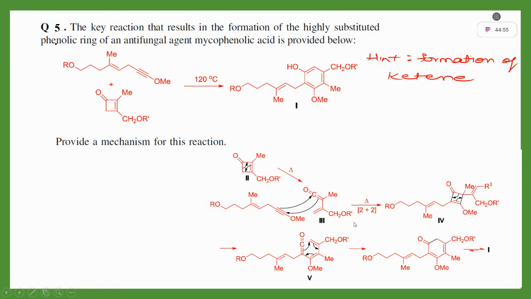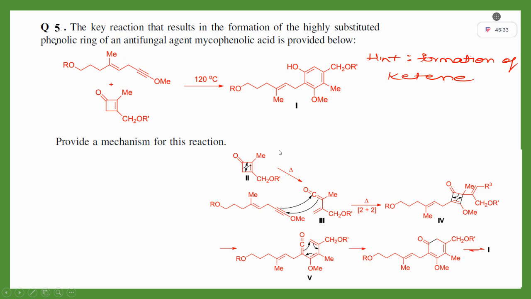Another doubt is, can't it undergo 4 plus 2 cycloaddition? Heating condition is also there. But in this type of reaction, you should know that ketene under heating condition favors 2 plus 2. And after 2 plus 2, it will again lead to formation of this cyclobutanone. Now it will again go through electrocyclic ring opening. After that, it will undergo 6 pi electrocyclic ring closure. And after tautomerism, it will form this phenol.